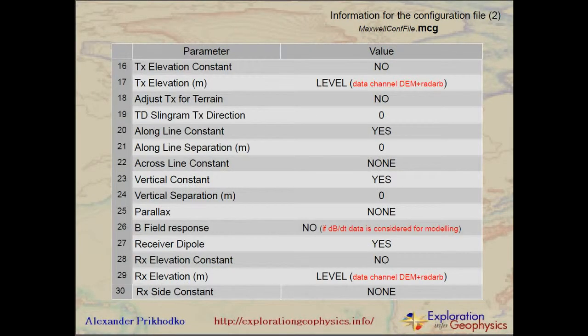The next portion of the specifications is on the screen. It is very important to know that the transmitter and receiver elevation parameter is an additional channel in the imported database, which is calculated from the digital elevation model and the VTEM system height or RB channel in the database.